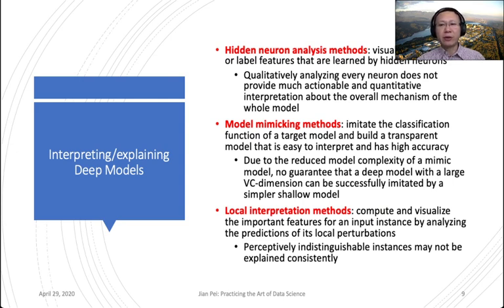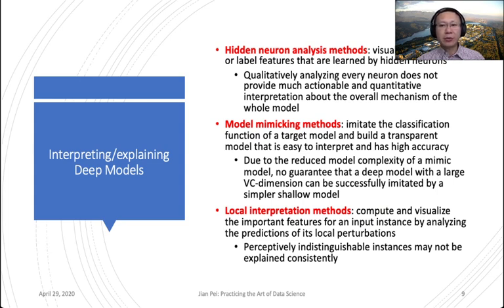The second major group of approaches uses model mimicking methods. The idea here is that we can imitate the classification function of a large target model, and then we can build a transparent model that is easy to understand or easy to interpret. However, the drawback here is that because we reduce the model complexity of a mimic model, there's no guarantee that a deep model with a large VC dimension can be successfully mimicked by a simpler shallow model.